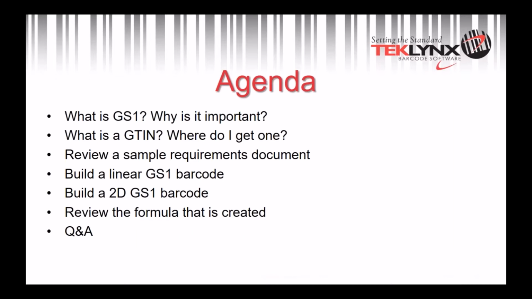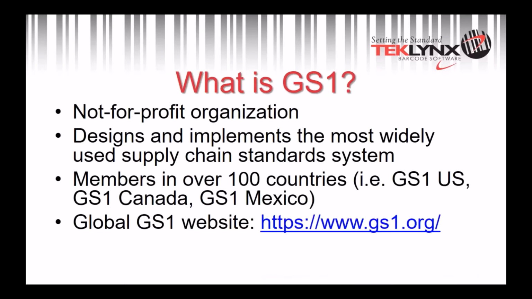It's a fairly generic document. They come in all shapes and sizes, anywhere from 2 pages to 20 pages. But we're just going to pull out a few of the key pieces of information. That's what we'll use to build these barcodes. We're also going to be building a linear as well as a 2D GS1 barcode. We're going to review the formula that gets created after using the wizard. And lastly, we'll have the Q&A section at the end. All right, let's get started.